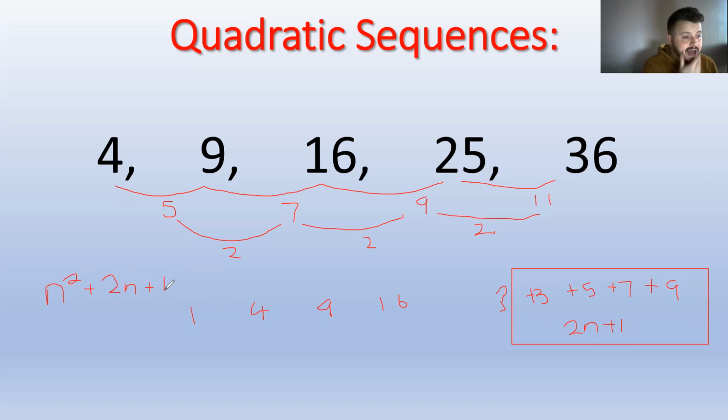Okay, so let's see if that works. I'm going to replace n with 1, to see if we get the answer 4. So firstly, 1 squared would be 1. Add 2 times 1, so 1 plus 2 will be 3, plus 1 equals 4. Let's just make sure and use a second number in the sequence, so 2. So 2 squared would be 4, plus 2 times 2, so plus 4, so 4 plus 4 is 8, plus 1 equals 9. So I know that the nth term is correct here. n squared plus 2n plus 1 is the nth term of this sequence.